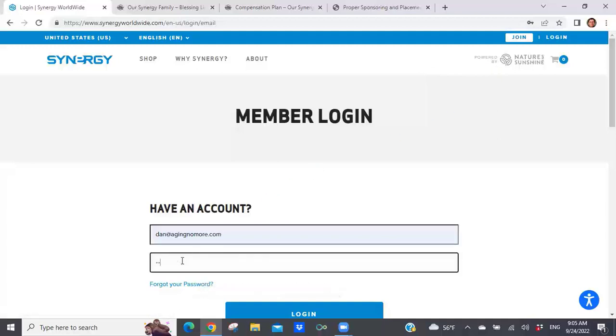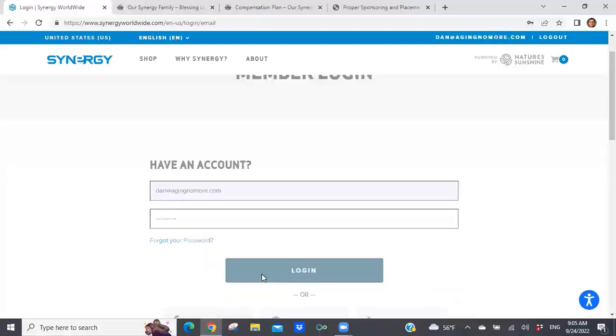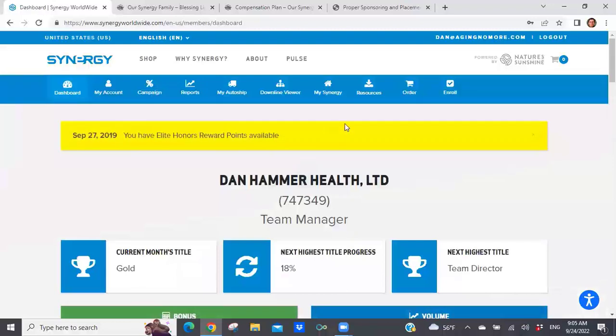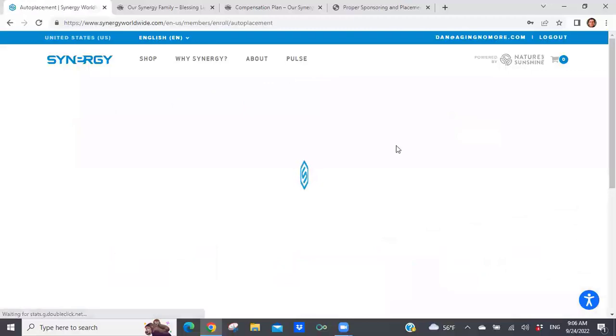So in your back office, you have the ability to set up for automatic placement within your organization. And you'll notice up here on the toolbar on top, on the right-hand side, Enroll, Quick Enrollment, and then Auto Placement.